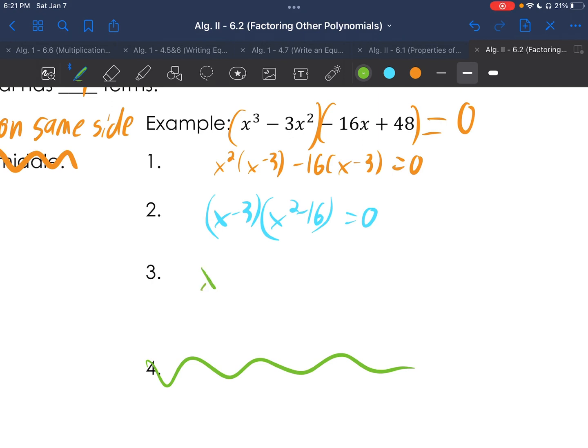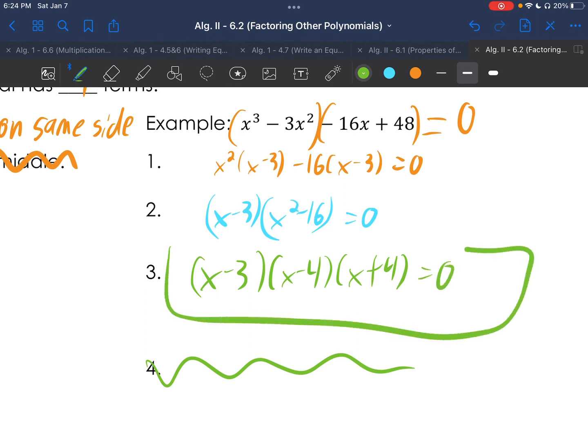So the second one can be factored further because it's a difference of 2 squares. So we have the difference, and then we have x squared, which is x times x, and 16, which is 4 times 4. So we do x minus 4 and x plus 4 in either order, and it would still equal 0, and now it's completely factored. And if you were asked to solve, you would set this equal to 0, this equal to 0, this equal to 0, and solve those 3 equations. But we're not asked to, so we won't.